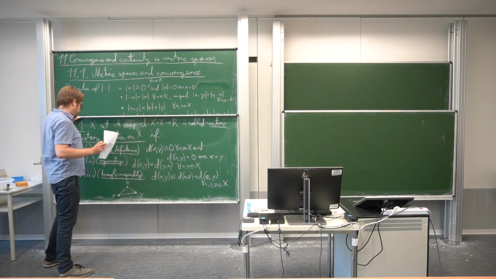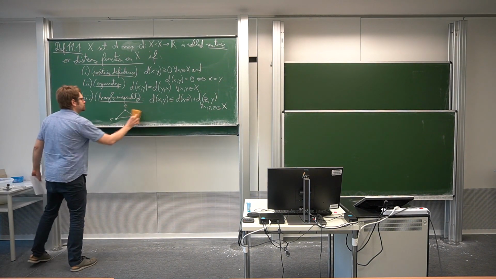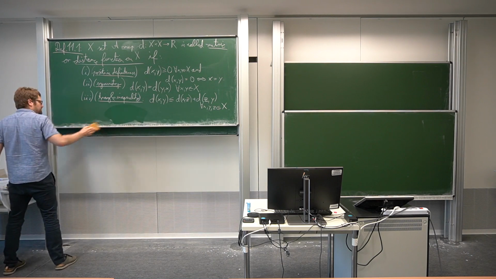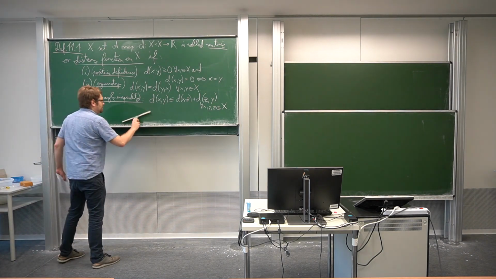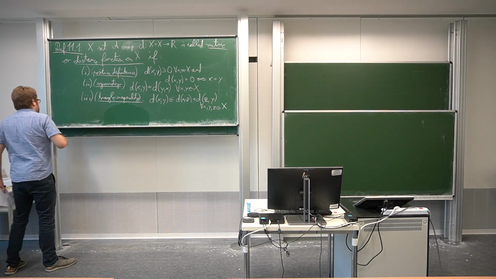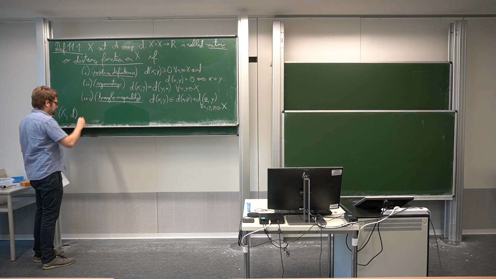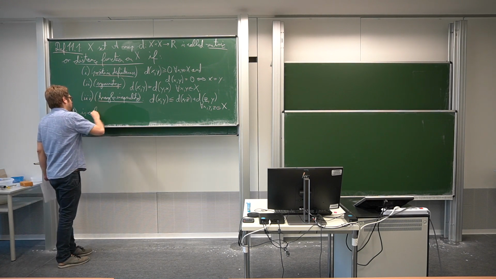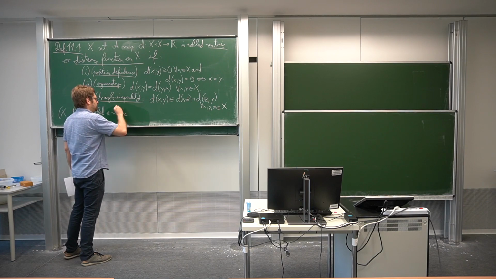And of course, there's a triangle in the way, let me erase that. And finally, so this is called a metric. And the pair of X and the metric D is then called a metric space.